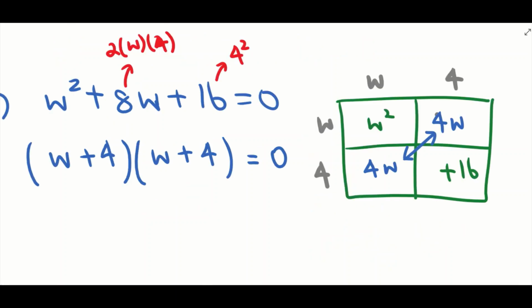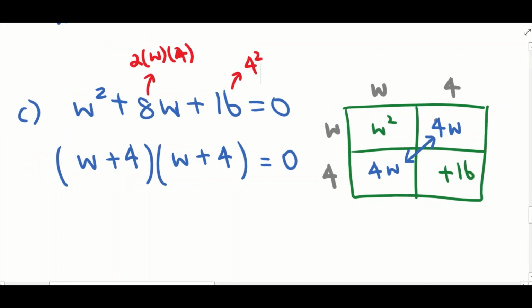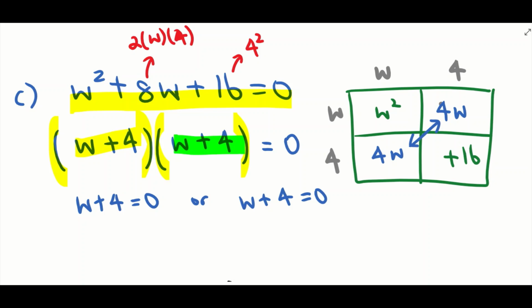Okay, so I'm looking at part C. Basically, if I have this, I need to factorize. (w plus 4) times (w plus 4). Now I have two brackets. I use zero product rule. w plus 4 equals to 0 or w plus 4 equals to 0. Do you realize that both will give me the same answer? What's the answer? Negative 4. So do I need to write both or just write one only? Yes, you just have to write one. Answer w equals to negative 4.